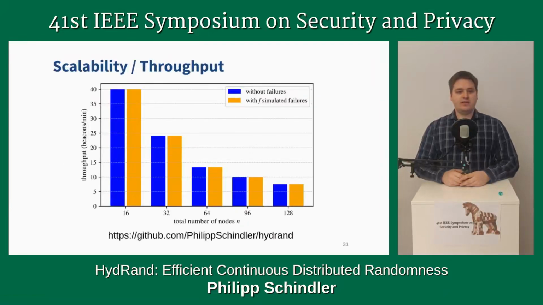To demonstrate HydRand's scalability in practice, we implemented the prototype in Python. This prototype is used for extensively benchmarking our solution. We tested different scenarios with up to 128 globally distributed nodes. These nodes were spread equally over multiple data centers in 8 AWS regions. Even in the most demanding scenario, with 128 nodes and simulated adversaries, HydRand is able to reliably produce random numbers in intervals of less than 10 seconds.